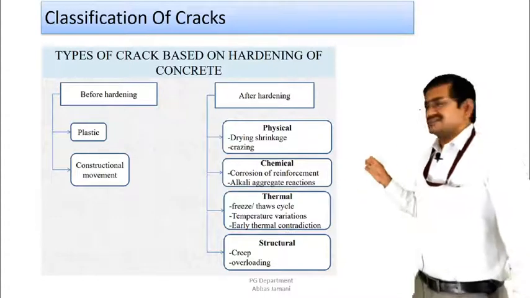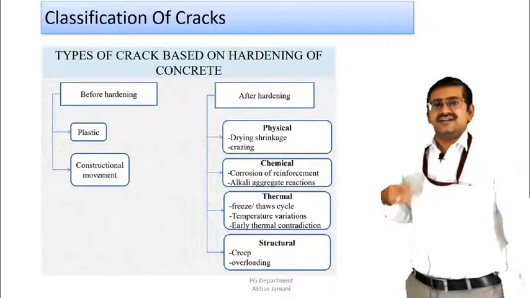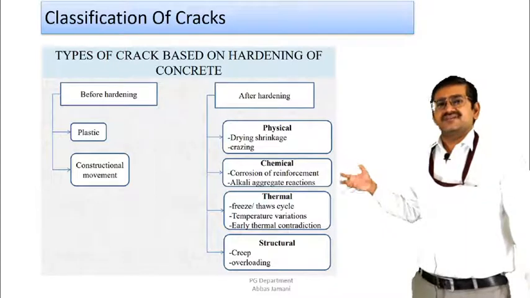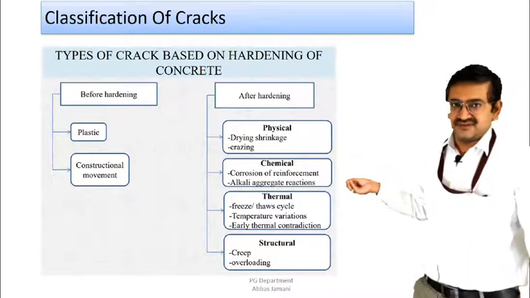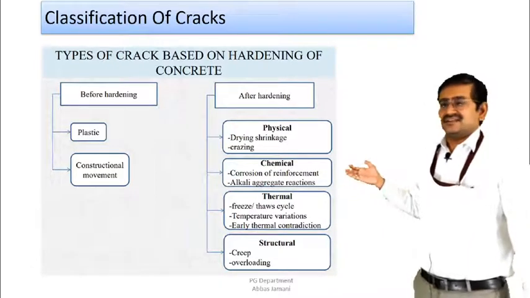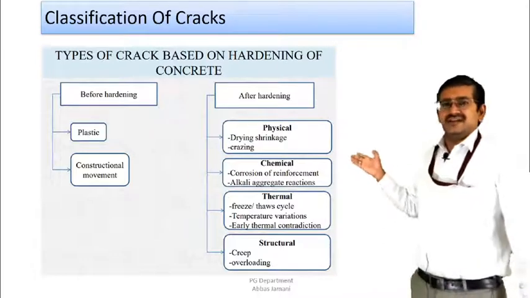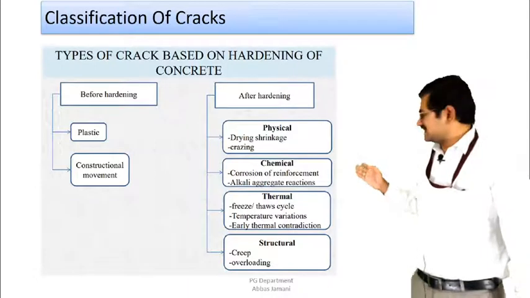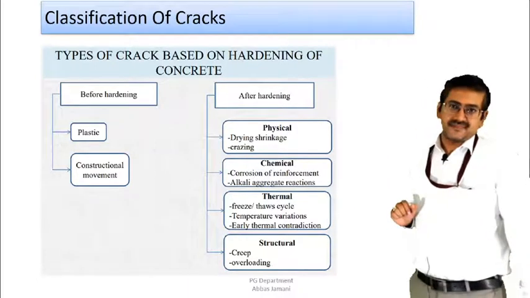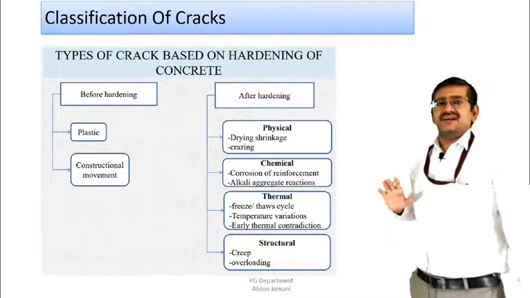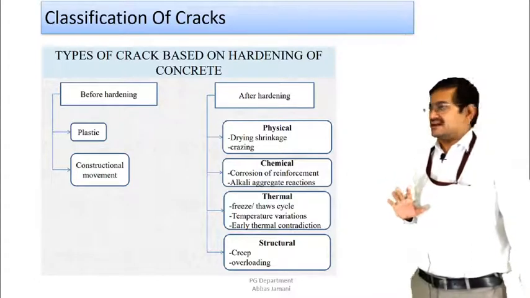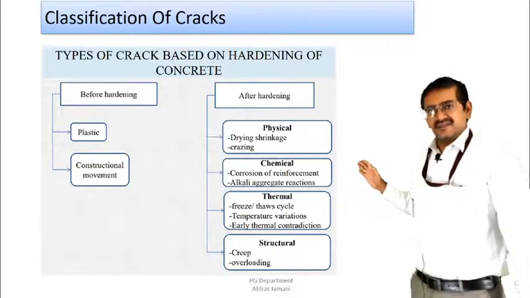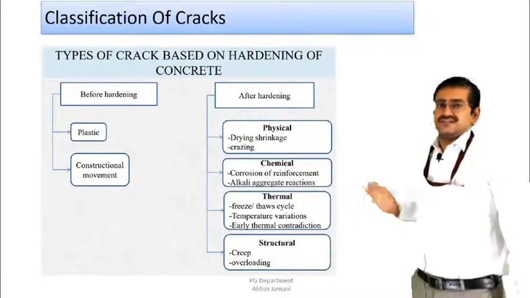And the second category is once the concrete is settled, that is, after the setting time of the concrete is done, then it starts to become hard. Once it becomes hard, the classification after hardening can be done into the first, physical, second, chemical, third, thermal, and fourth, structural. So four reasons can be attributed to cracks in the concrete surface after hardening, where the first is the physical cracks, second is the chemical, third is the thermal, and fourth is the structural reason.